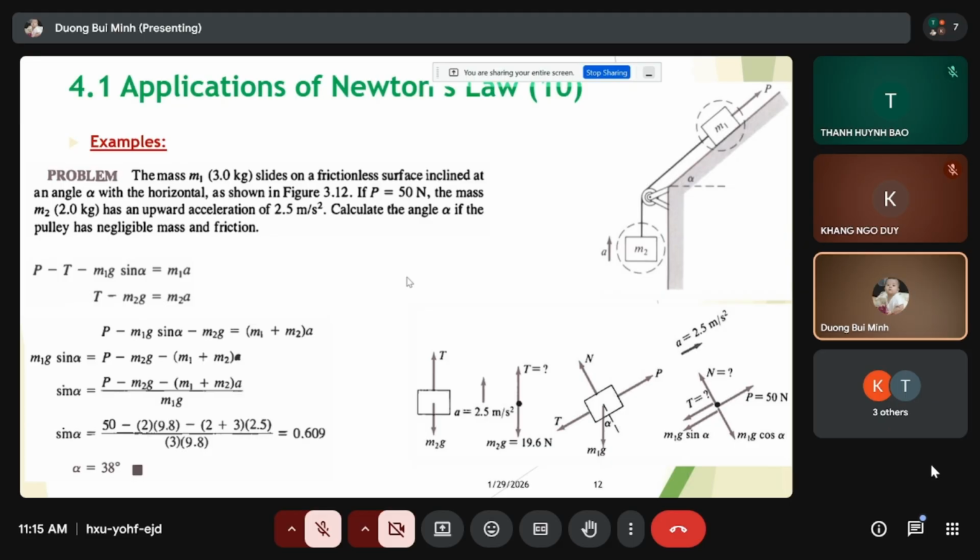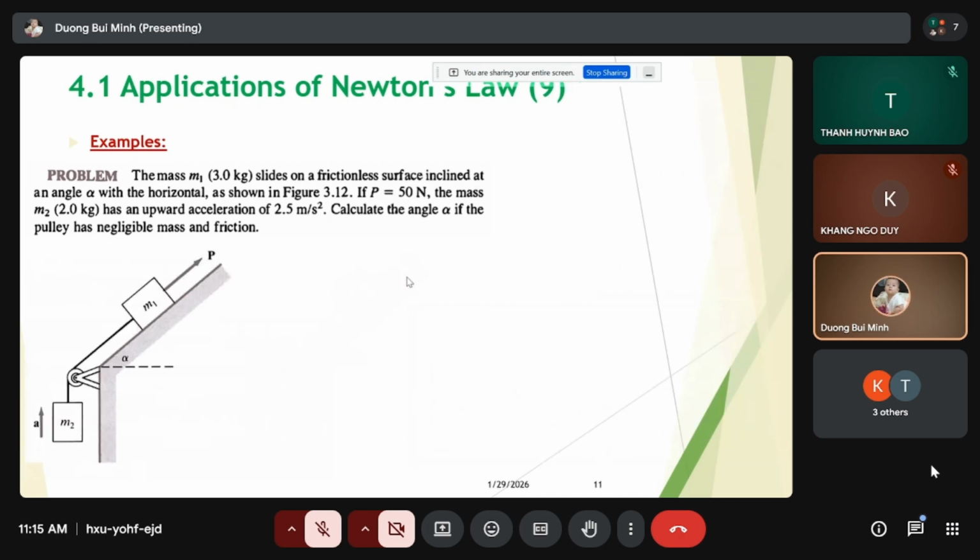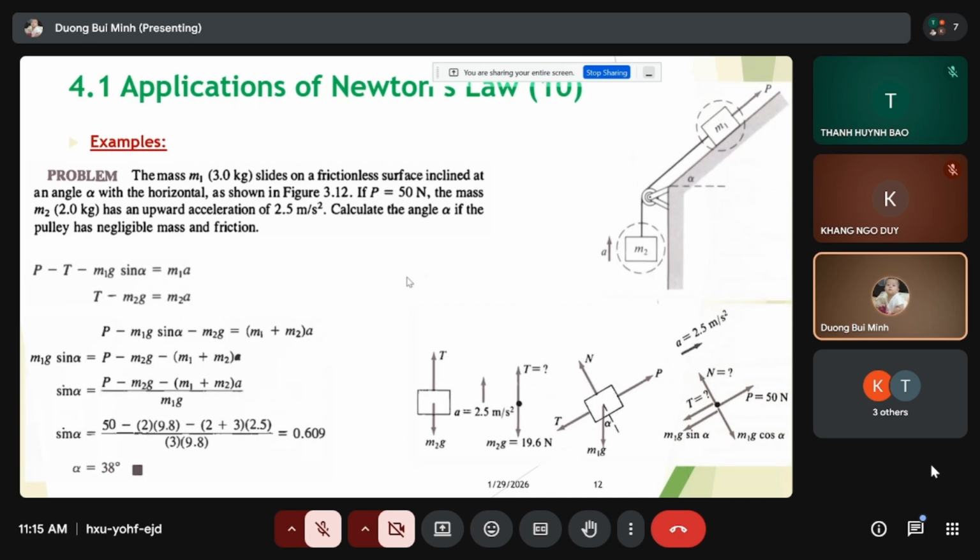So for object one, we have T minus M1, this is M1, right? This is M1. This one is M2. Okay? M2. Right. So, object 2.